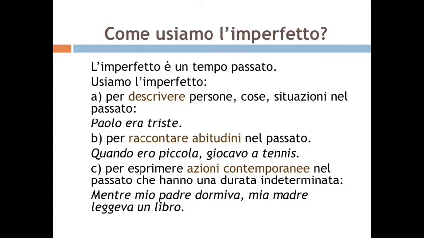Imperfetto is used when we want to describe people, things, situations in the past. Paolo era triste. To talk about habits in the past. Quando ero piccola giocavo a tennis. To talk about contemporary actions in the past that have a duration. Duration is the key word for imperfetto. Mentre mio padre dormiva, mia madre leggeva un libro. 2 contemporary actions.